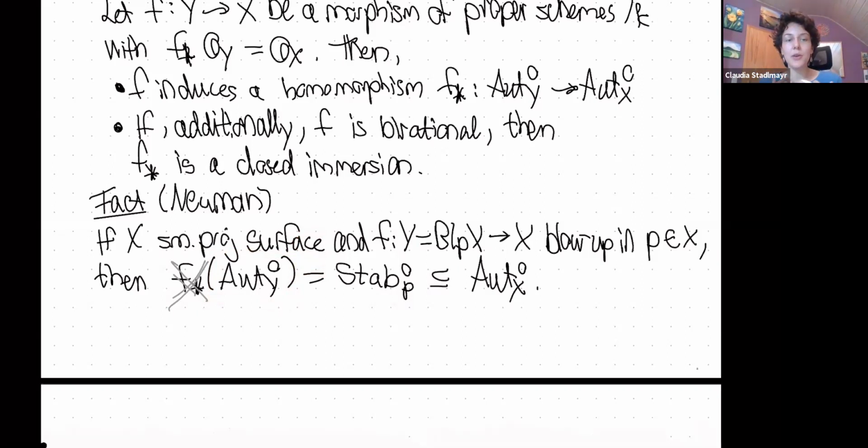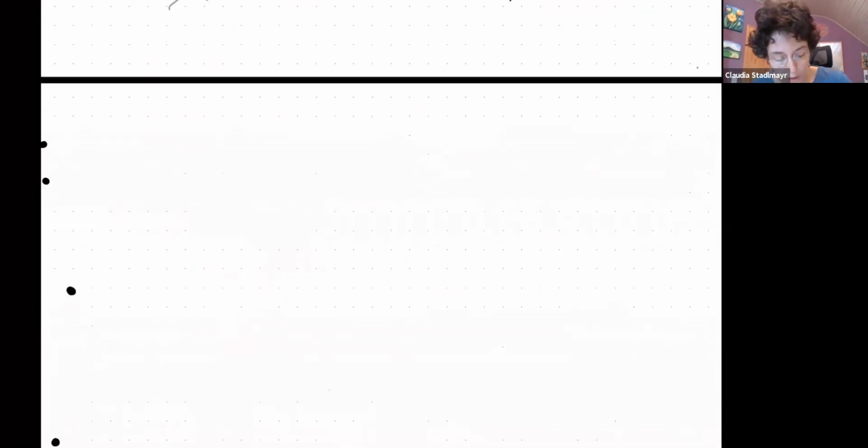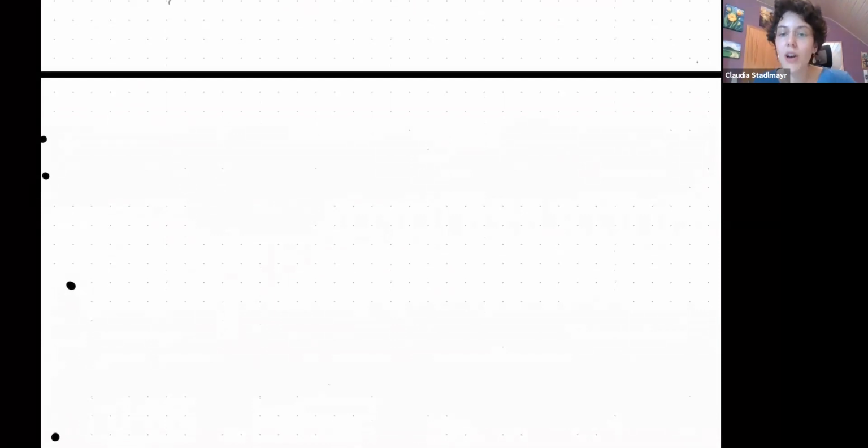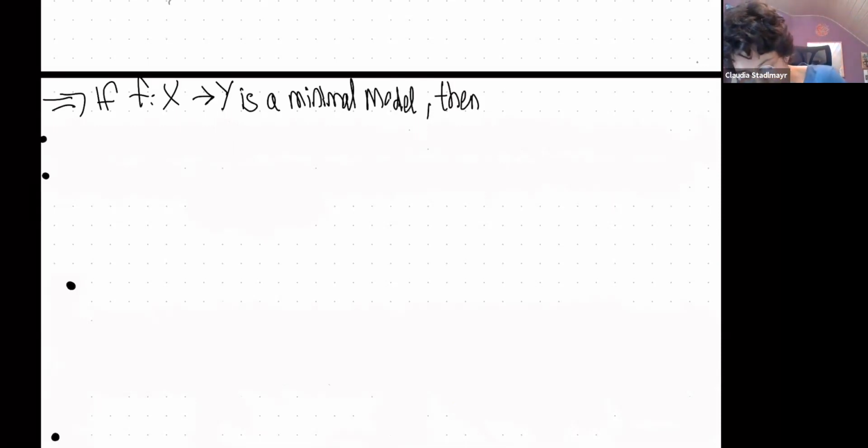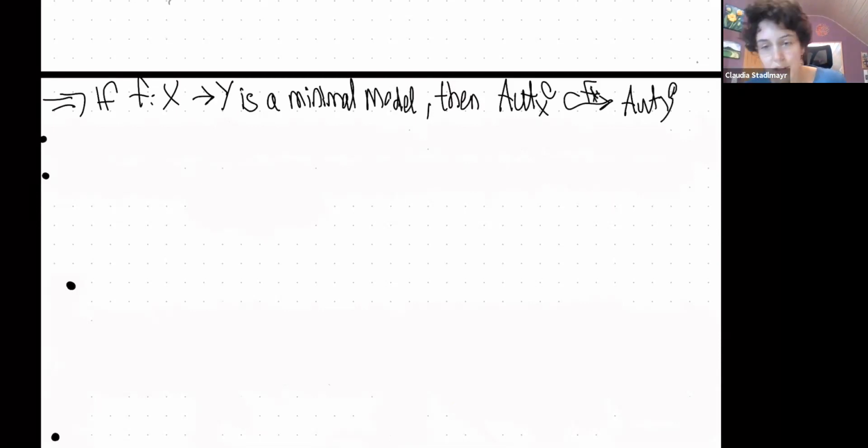Okay. Now I told you that question 2 is easier than question 1 because of Blanchard's lemma. On the next slide, let's see how we can apply Blanchard's lemma to our situation. For this, we consider a minimal model of X. So if f from X to Y is a minimal model, then by Blanchard's lemma, since this is birational, we know that Aut X0 is a closed subgroup scheme of Aut Y0. You see, I'm already omitting this f lower star here.